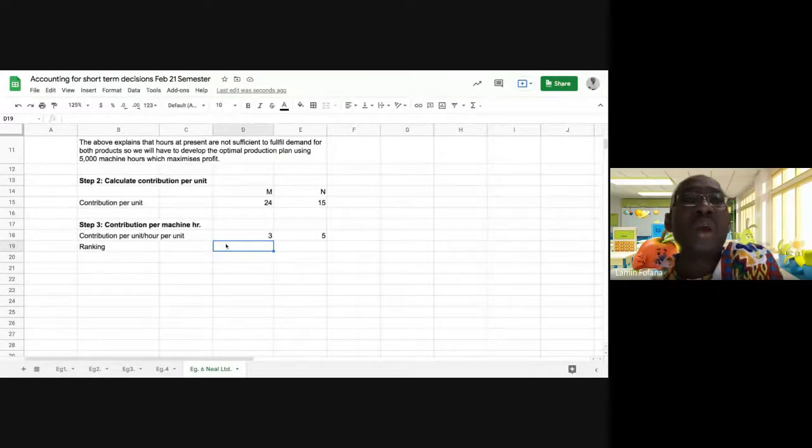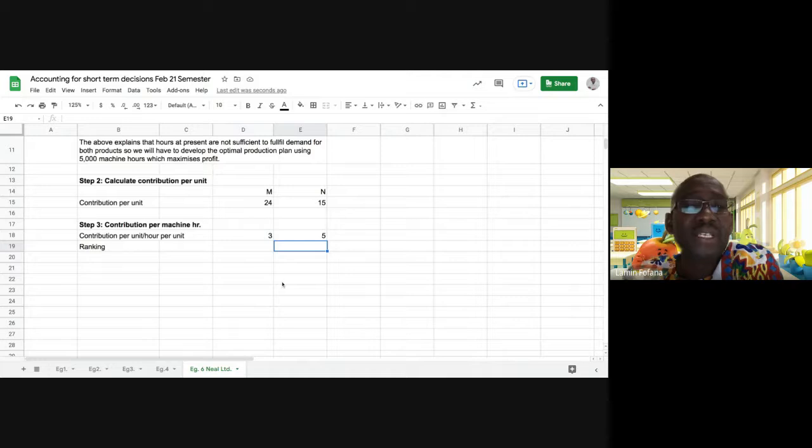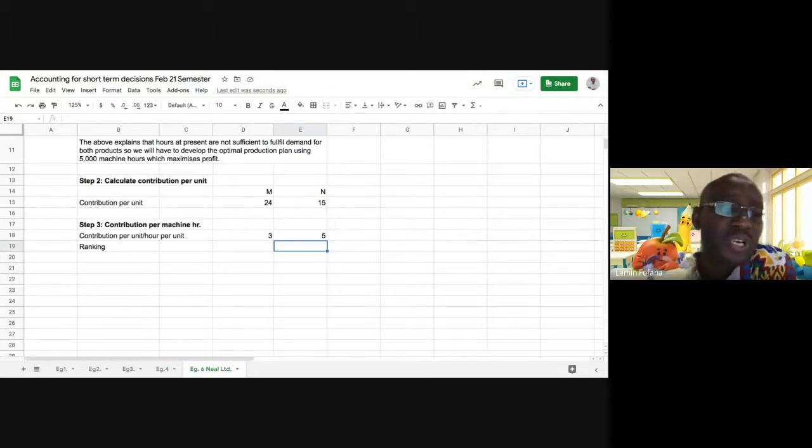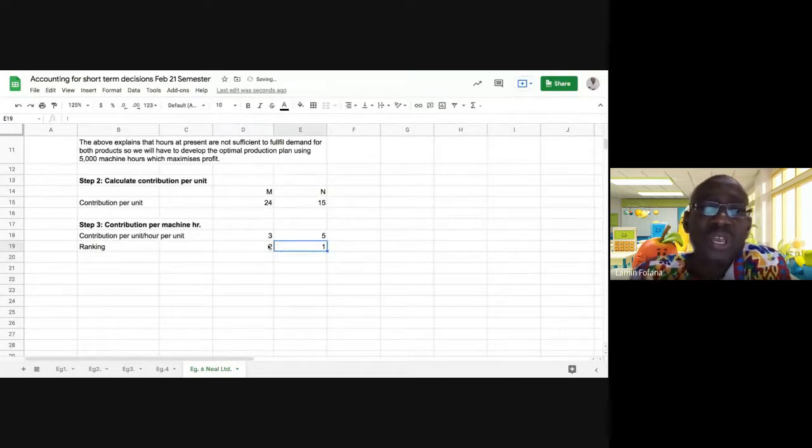Yeah. So week one should be the highest. 5 hours per unit. Okay, the contribution per unit. How to call it? The contribution per machine hour. Okay, the contribution per machine hour, 5 is higher than M. So we automatically start with 5. So the ranking will be 5 will be 1, and then 3 will be 2. So that will mean first and second.